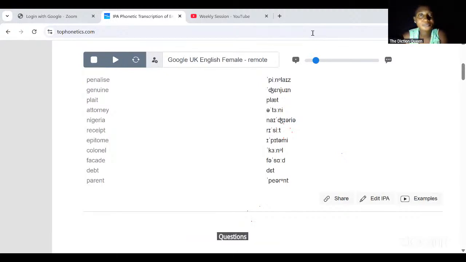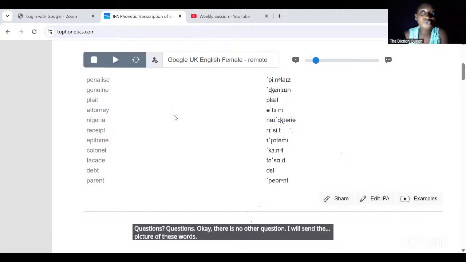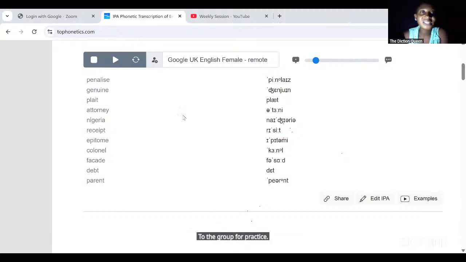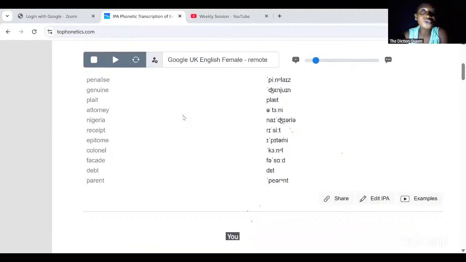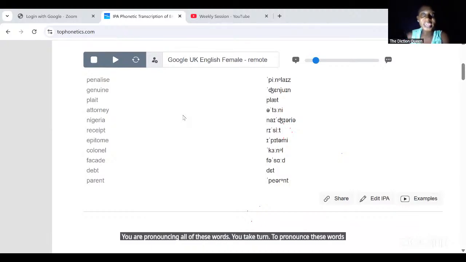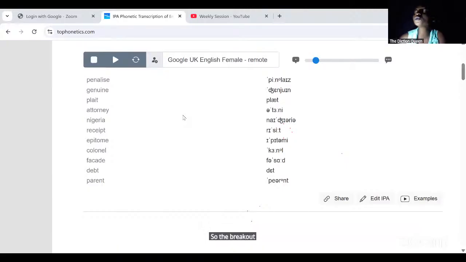Questions? Okay, there is no other question. I will send the picture of these words to the group for practice. Please take screenshots as well, so that when you get to the breakout room, you can have something to practice with. So what are you doing in the breakout room? You are pronouncing all of these words. You take time to pronounce these words correctly. Make efforts to pronounce these words correctly. So the breakout rooms will be opened right now.